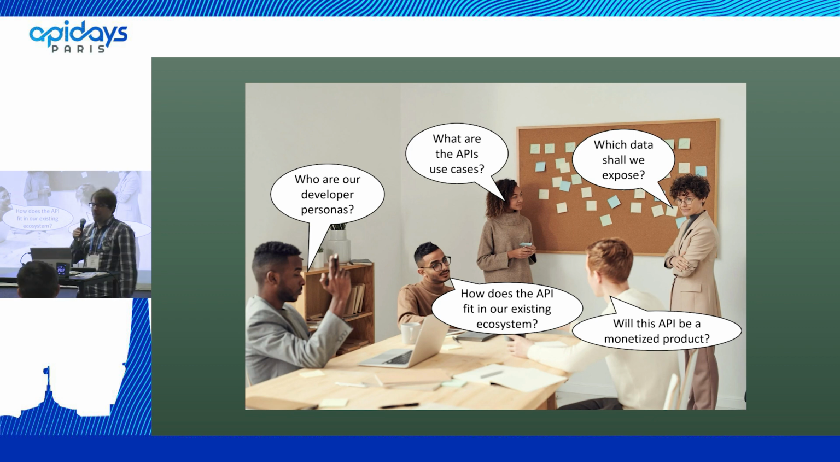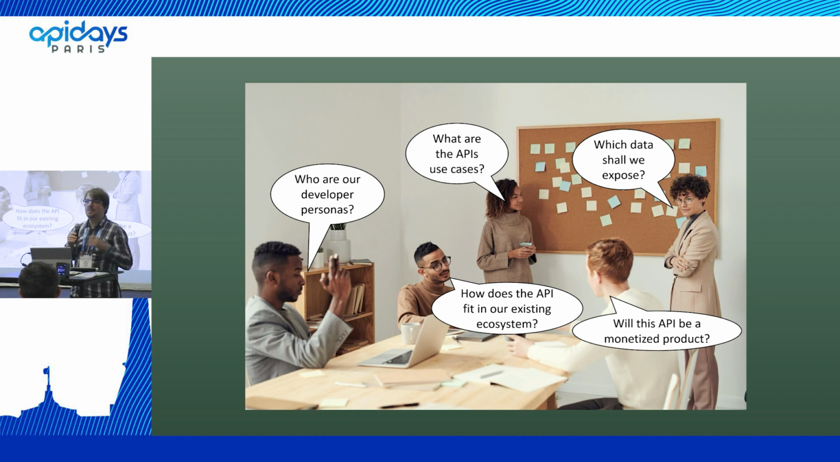API product thinking, I think that's a really important thing. Like, will this API be a monetized product or whatever? And how does the API fit in our existing ecosystem, both in terms of what other products and APIs do we have, but also in terms of our backend architecture, like what will the API do?